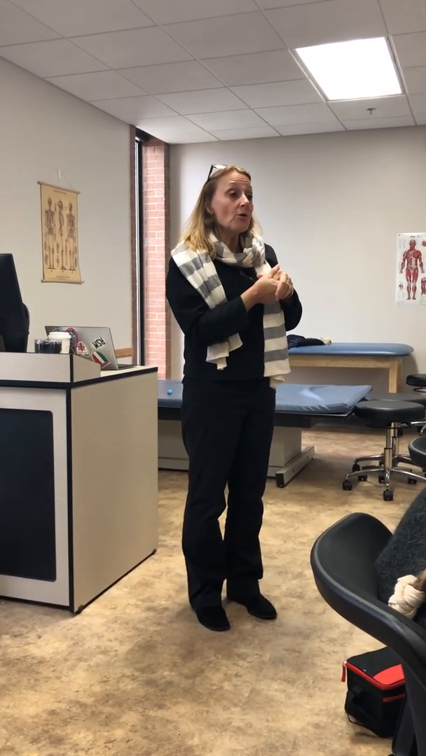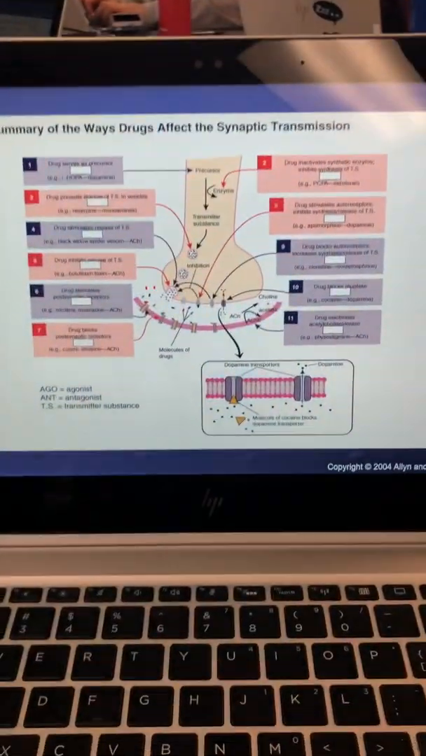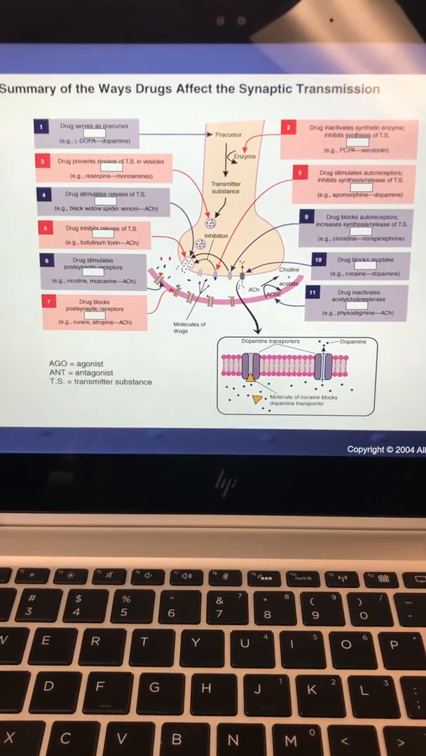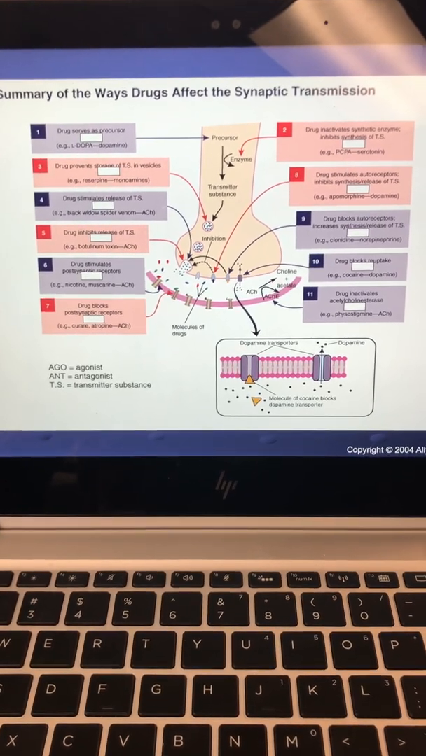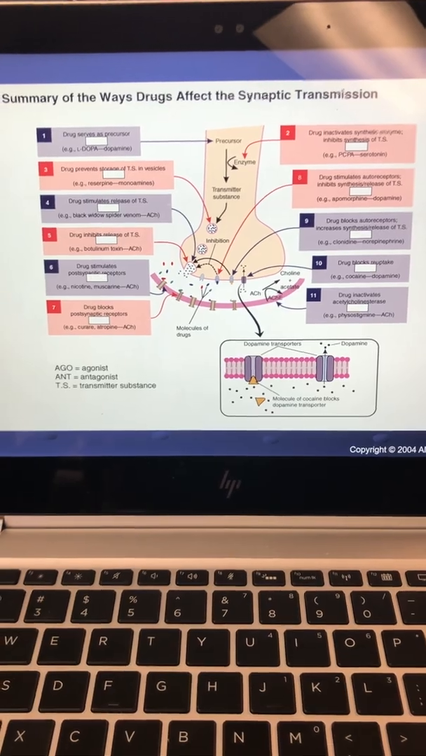If it produces more, what does that mean? It's an agonist, exactly, because you have more neurotransmitter released, more to bind and activate, more EPSPs and IPSPs. Exactly. Now, how about the drug stimulates postsynaptic receptors? That's number 6. The drug stimulates postsynaptic receptors. Someone take that, it's easy.